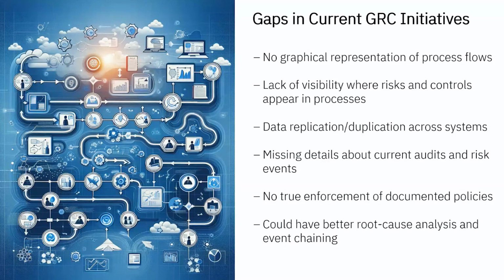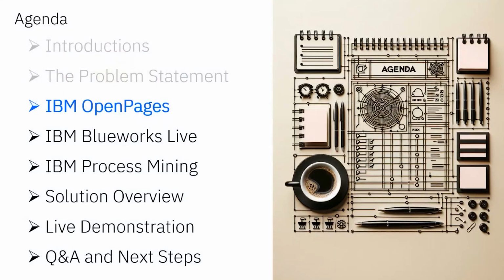is this a departmental issue? Is this a geography issue? Is this a vendor issue? And so being able to look at those events and those audits from different perspectives. Let's talk a little bit about OpenPages itself.